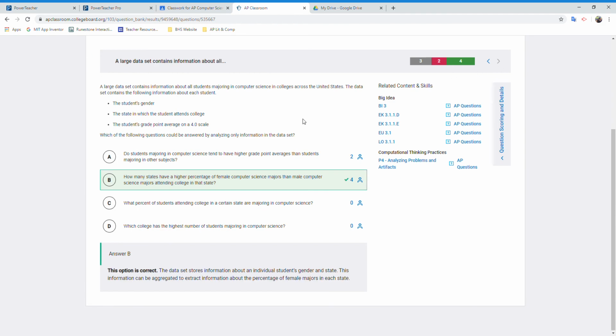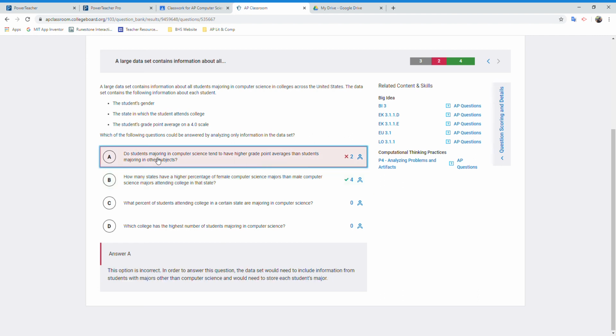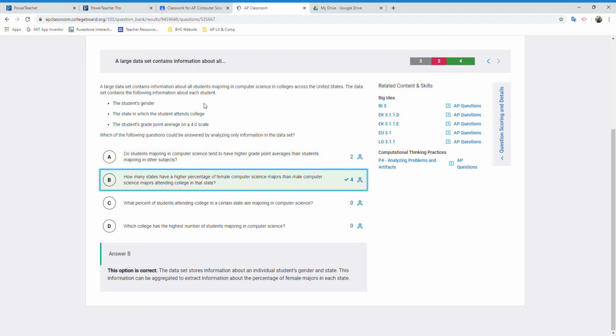Good. We're getting close to the end here. This one. Larger data set contains information about computer science majors. The data set contains gender, state in which the student attended college, and grade point average. Now, most of us got it. How many states have a higher percentage of female computer science majors? We've got gender, and we've got the state. We're good. Now, right here, do students majoring in computer science tend to have a higher grade point average than students majoring in other subjects? Why does this not work? Well, we don't have any information on students majoring in other subjects. That's why this answer is wrong. We never do figure out what other subjects we have data on, so we're not collecting that data.